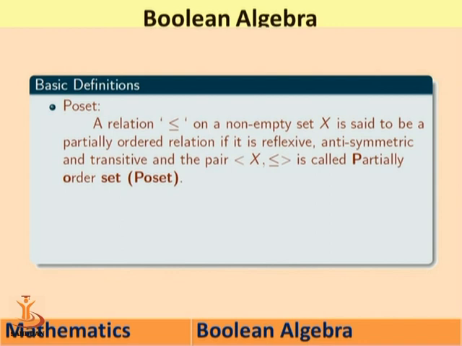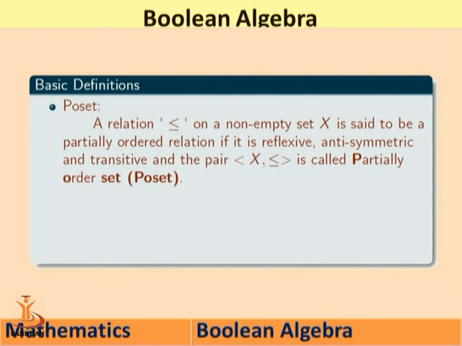Now what do you mean by reflexive? Let us see that first. Reflexive means if we take any element A from X, then A should be less than or equals to A. That means A is related to A. That is reflexivity. Antisymmetricity means A is less than or equals to B and B is less than or equals to A implies A is equals to B. And transitivity means A is related to B, B is related to C, then A should be related to C. So if any relation satisfies these three conditions, then that relation is said to be a partially ordered relation, and the pair X, less than or equals to, is said to be a partially ordered set.